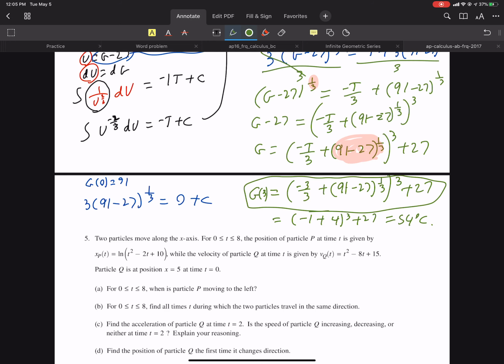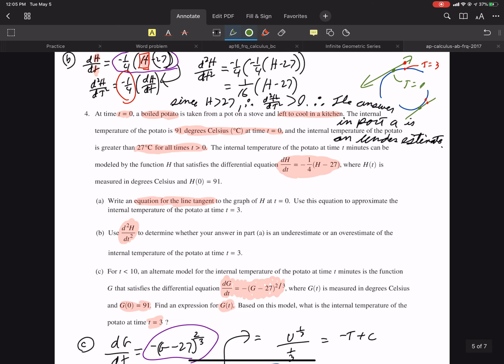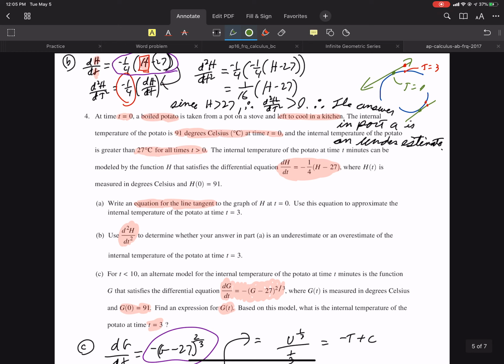So that's it for number 4. Off to the next problem. I think we're skipping 5 and we're going to go to 6. I think. I hope. Yes, we're jumping to number 6. See you at number 6.